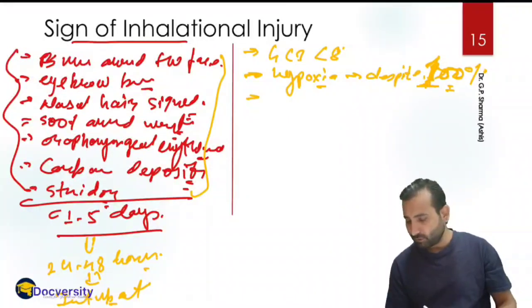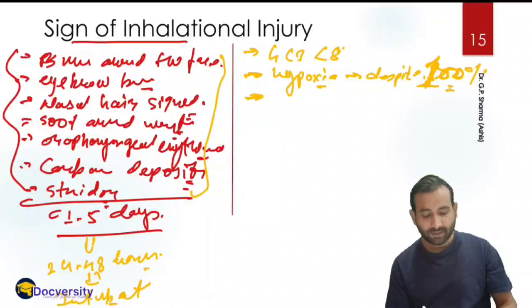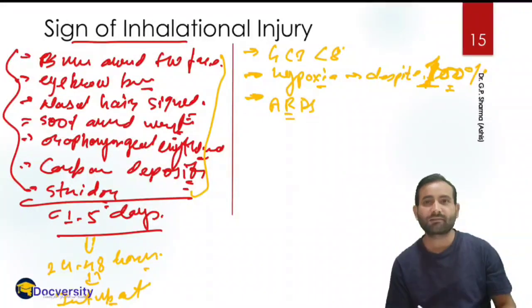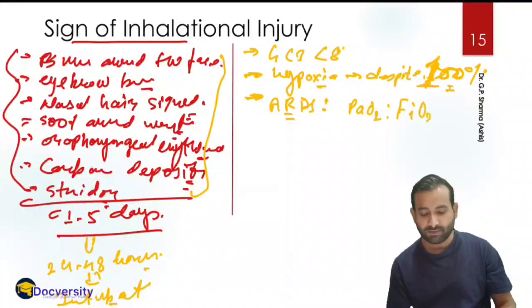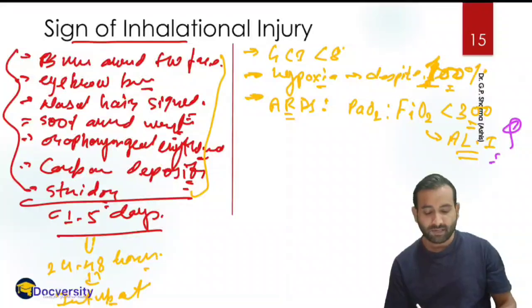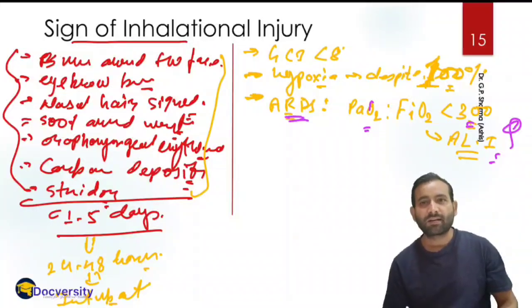Similarly, the patient may develop ARDS. ARDS means what? Acute respiratory distress syndrome. That means the patient may develop a PaO2 to FiO2 ratio of less than 300. This is a mild case of ARDS. This is also called acute lung injury. What is this called? Acute lung injury. This is also a question in the exam. What is acute lung injury? If we have a PaO2 to FiO2 ratio less than 300, then this is acute lung injury. This is also called the mild grade of ARDS, acute respiratory distress syndrome.